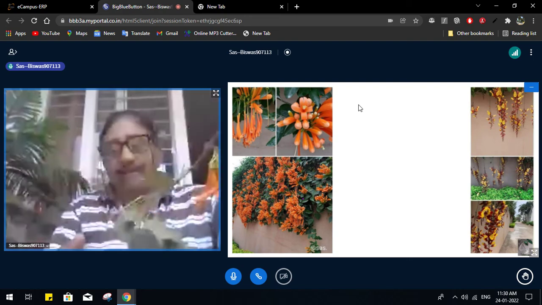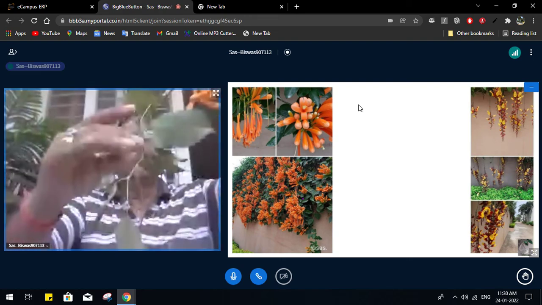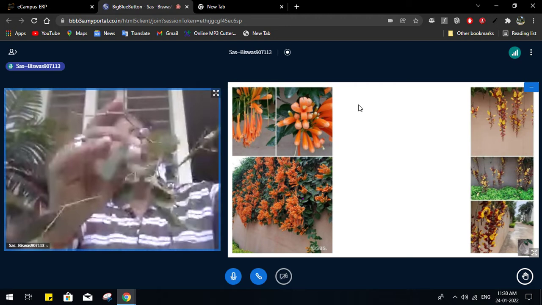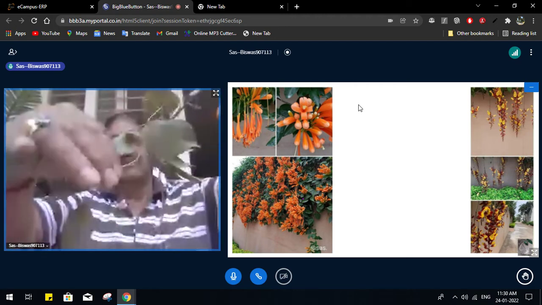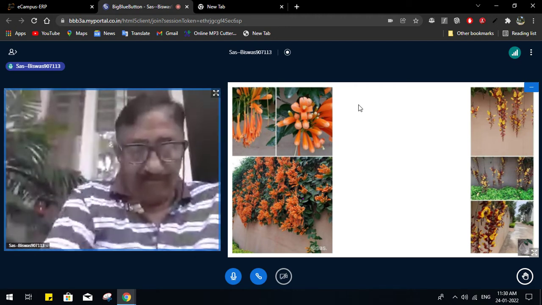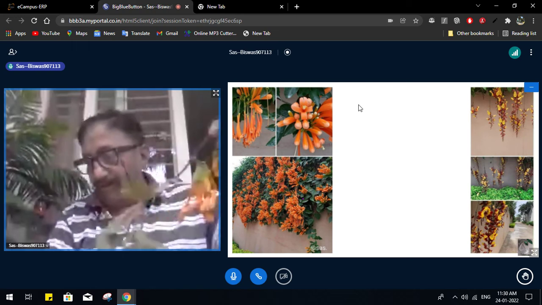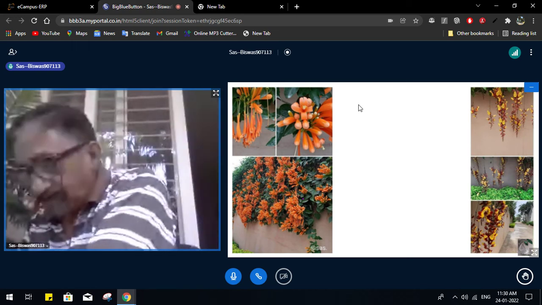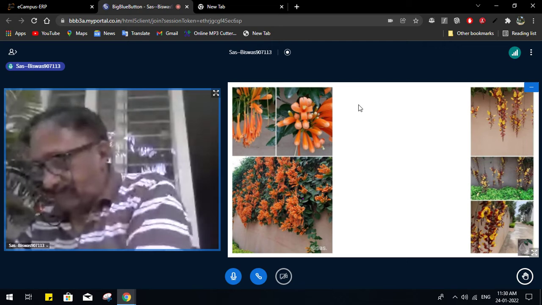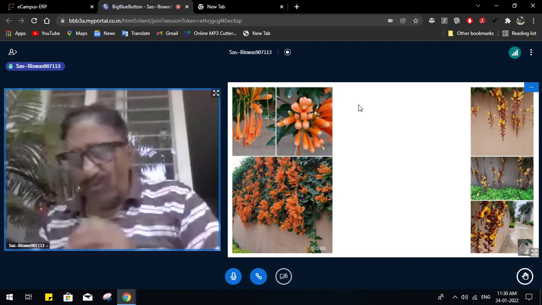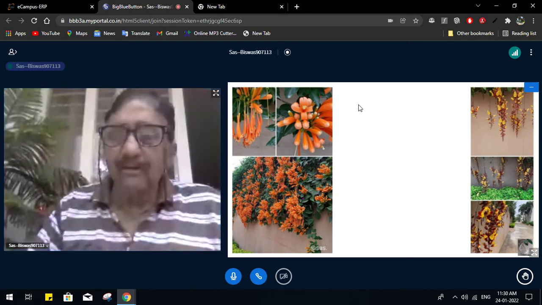So this is here. And look at the leaf. Leaf appears this way. But one of the leaflet may become a triangular structure. So this is what you see here.